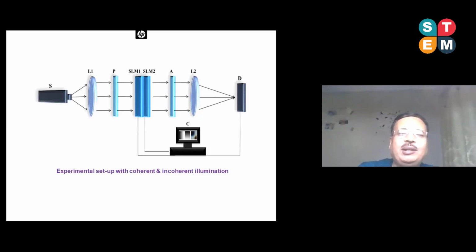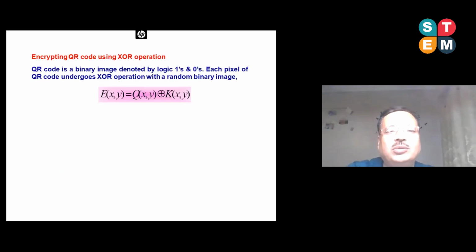In the actual implementation for the security system, these two SLMs have to be matched pixel to pixel. An SLM is a pixelated device, and these two pixelated devices have to be matched pixel to pixel. So very good alignment is required here. Otherwise, the experimental setup is very easy. The only tricky part is the alignment of the two SLMs, which have to be pixel to pixel matched. And then you can do the whole experiment.